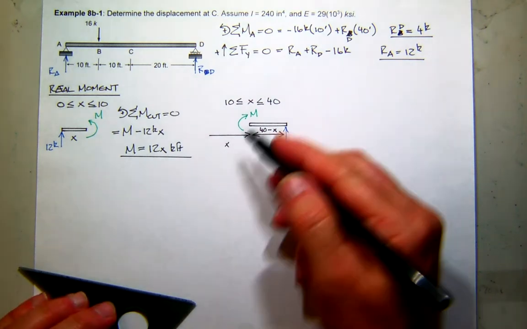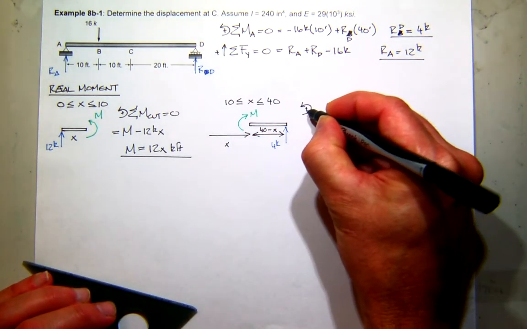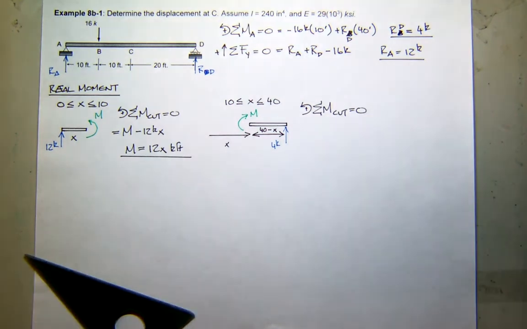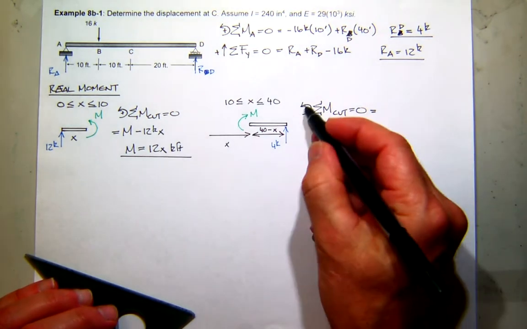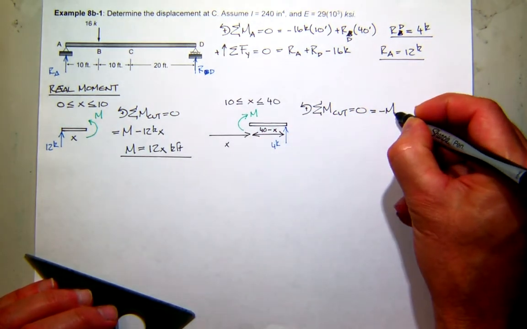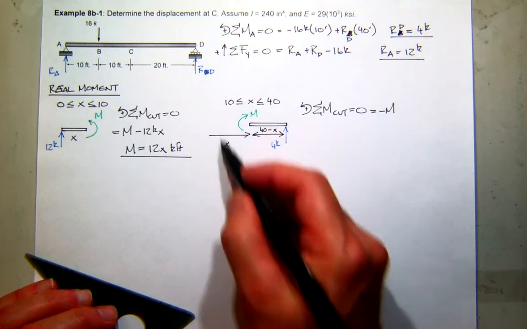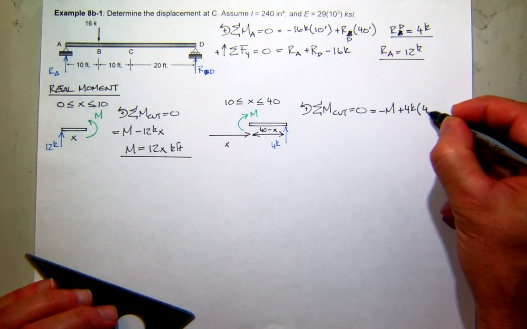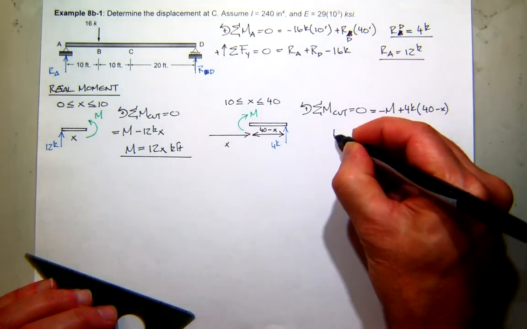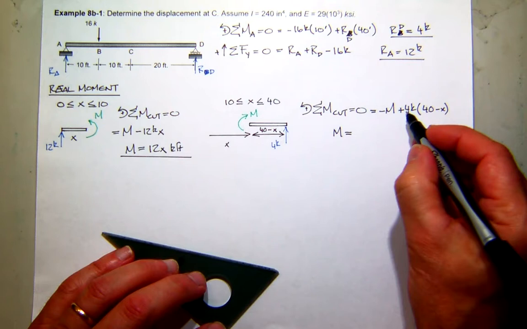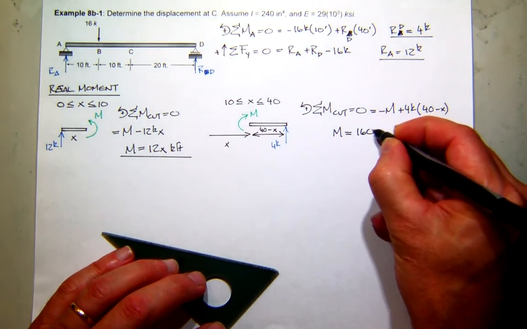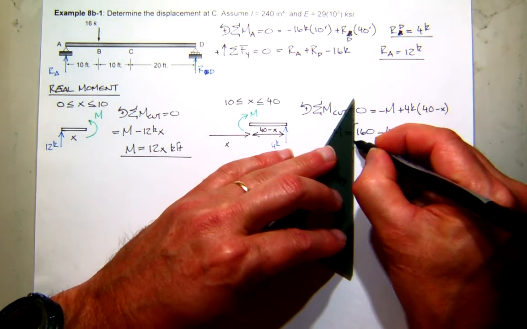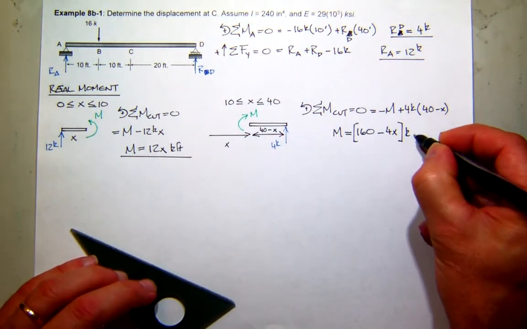So all I have to do to find that moment is, again, sum moments at the cut. We've done this a few times. You should be getting good at it by now. So the moment with right-hand rule, this is a negative moment. And then about the cut, this 4 kips creates a positive moment. And that will have a moment arm of 40 minus X. So we should get a moment equal to... I'll go ahead and run the 40 through. It'll be 160 minus 4x. And that will have the units of, again, it's a real moment, so it'll be kip feet.